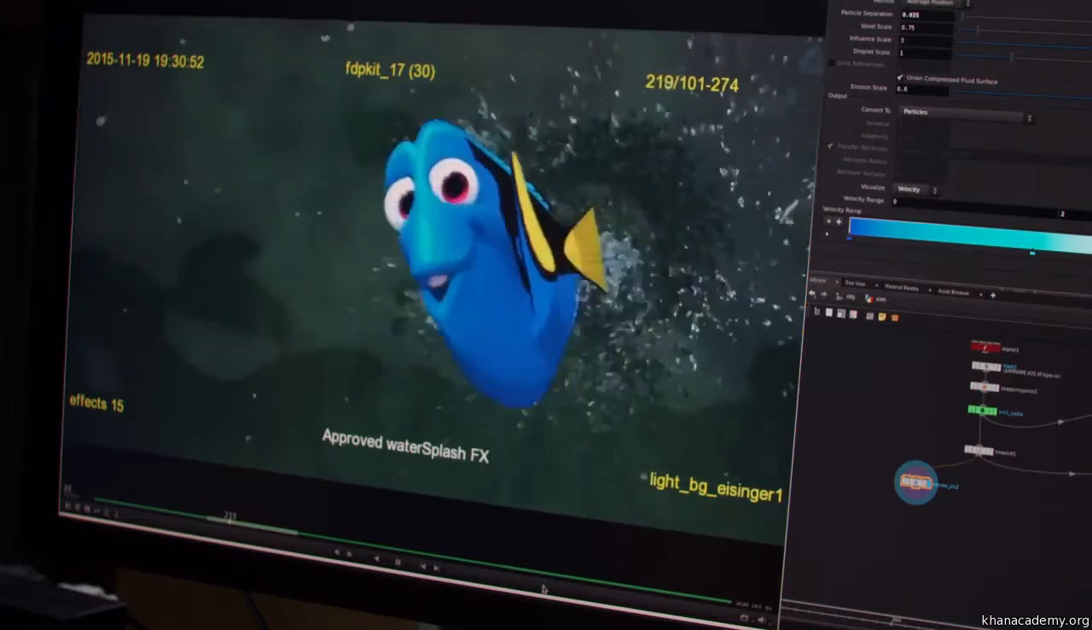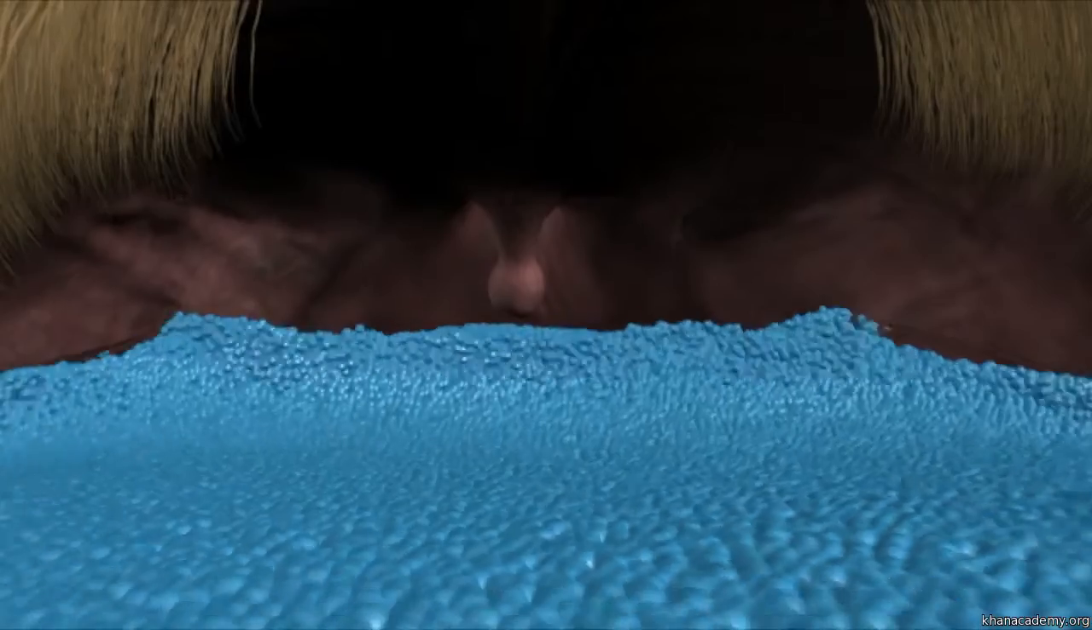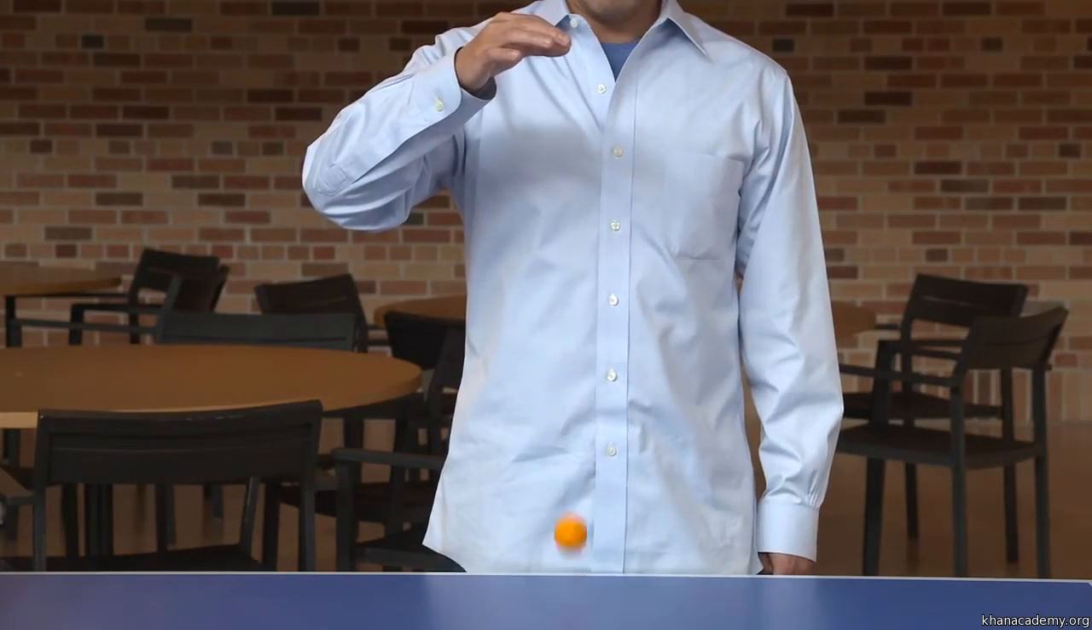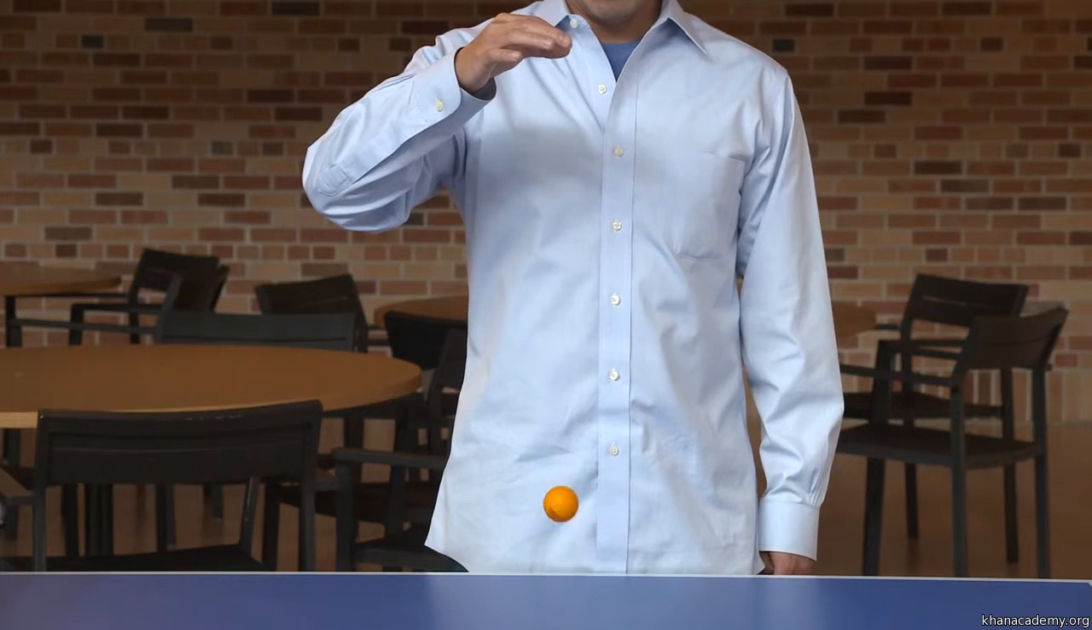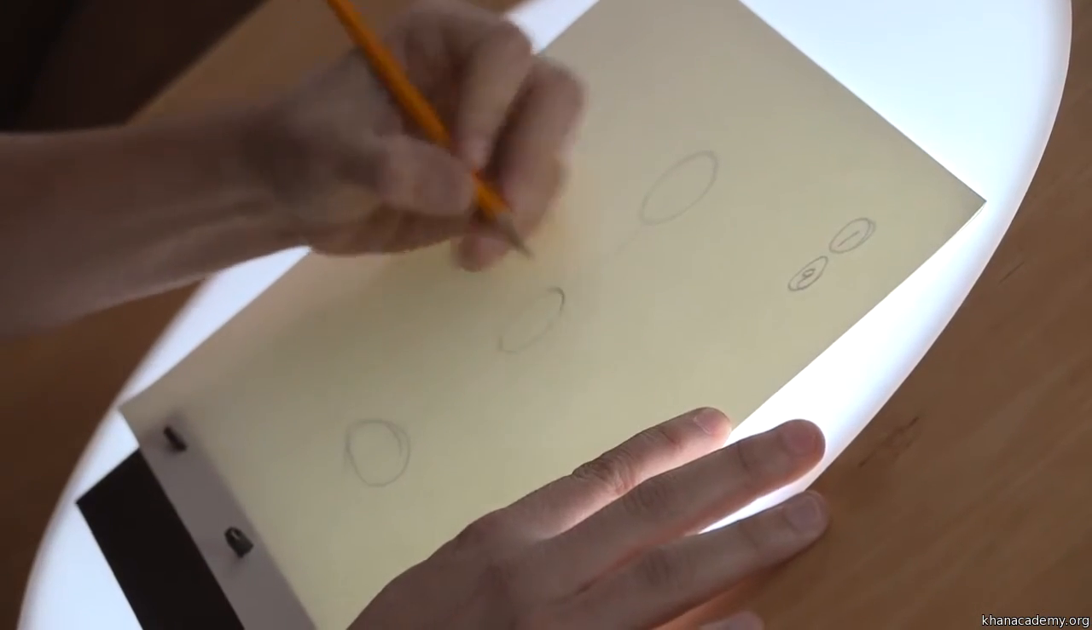Okay, let's dive into the use of particles for simulating water. Before talking about how lots of particles move, let's start by looking at how one particle moves. If I drop a particle, or a ping pong ball, it accelerates towards the ground. We also saw this kind of motion in the animation topic.